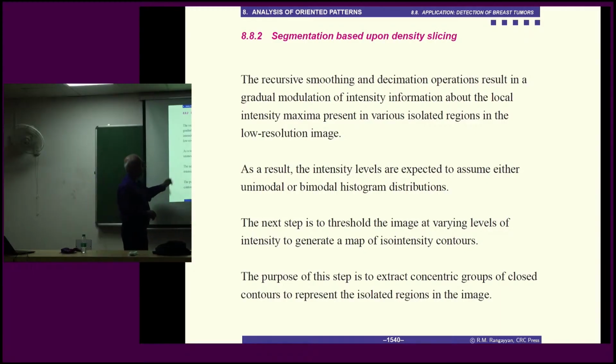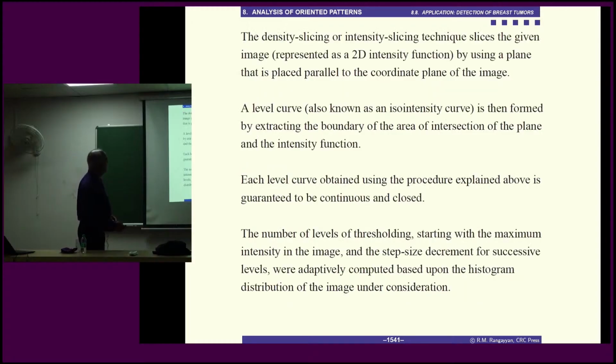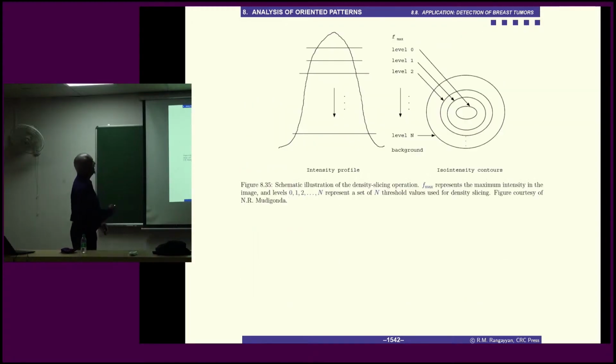Now you threshold the image at varying levels of intensity, that is, you cut at multiple levels and get the iso-intensity contours. Let me go to this illustration. So here is sort of a peak in the gray level image. That could be a mass. When you cut at these multiple levels, you get these iso-intensity contours, mutually enclosing, or we can call it concentric. They're not exactly concentric, but one inside another. And that could be called a family, because one is inside another.